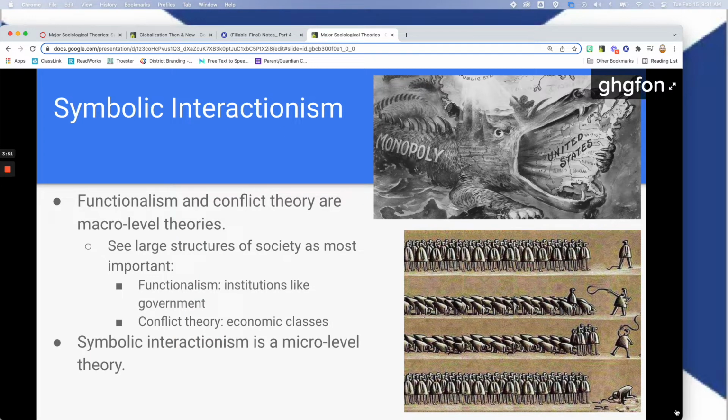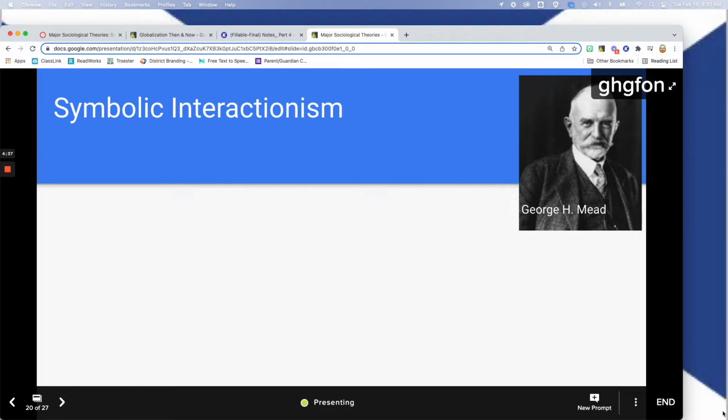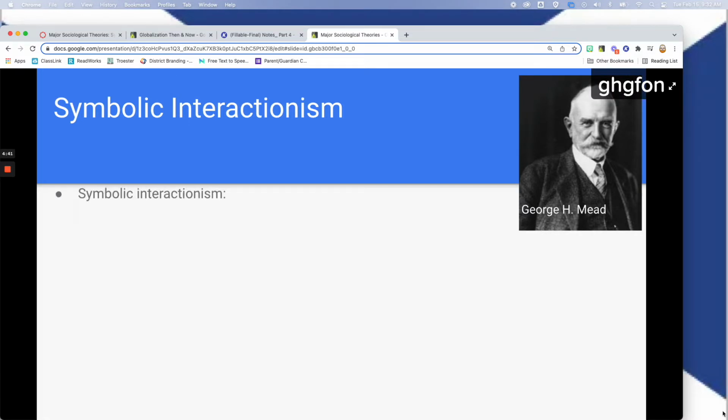Symbolic interactionism, on the other hand, is at the opposite end of that spectrum. It's not macro level, but micro level. And for micro-level theories, individuals are the most important thing. Like how macroeconomics tries to use big things to explain unemployment, whereas microeconomics tries to figure out how consumers make individual decisions about what kind of groceries to buy, brand names versus generic, that kind of thing. The founder of symbolic interactionism is George Herbert Mead.